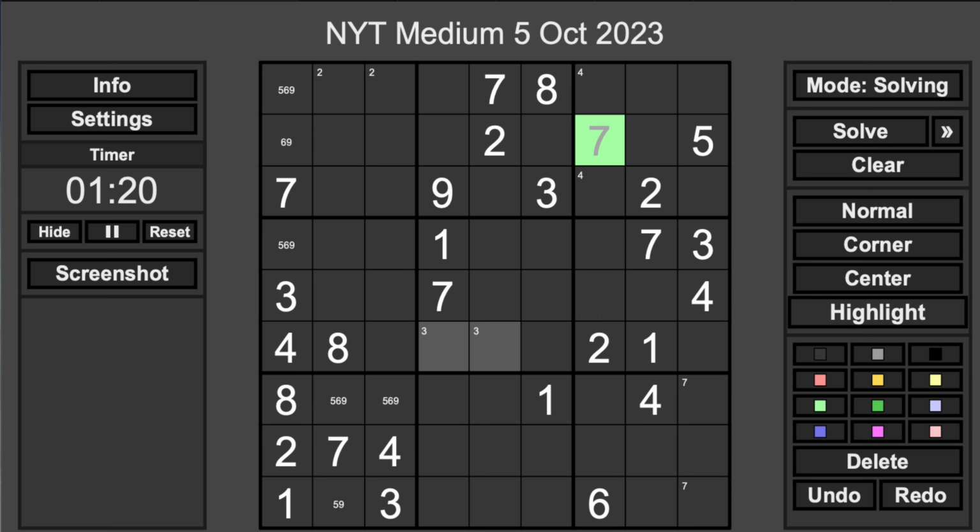Let's see, what else can I do? In the bottom 3 rows, okay, 1 and 1. So 1's in the central, but not here. So one of those two is a 1. 1, 2, 3, 4, 7. Okay, I need 5, 6, 8, 9.